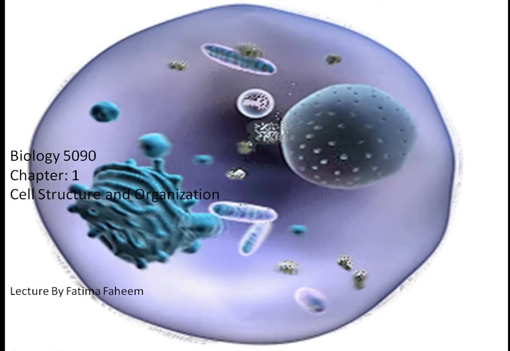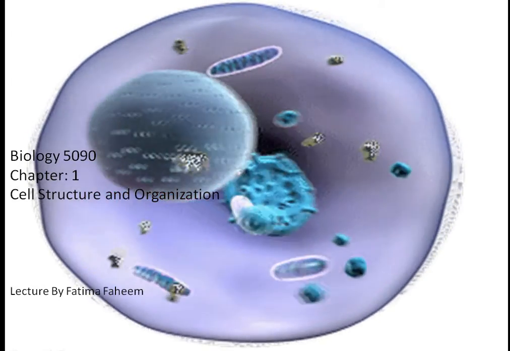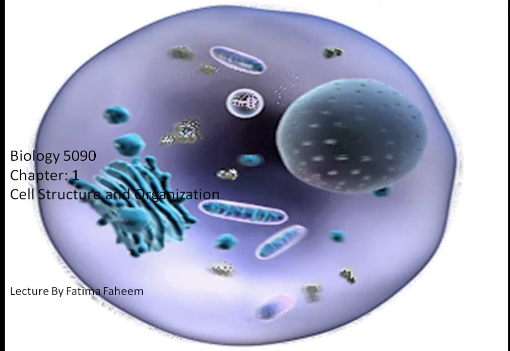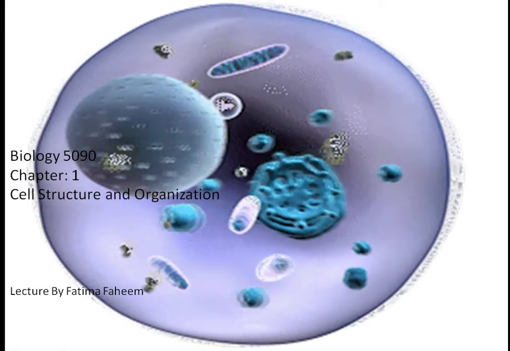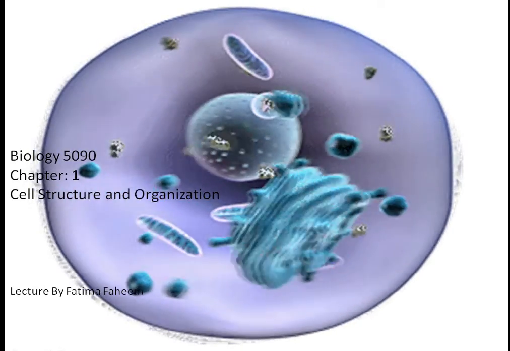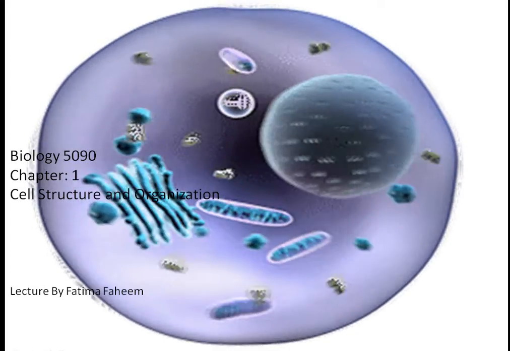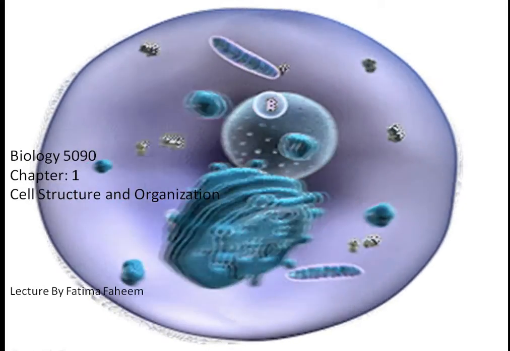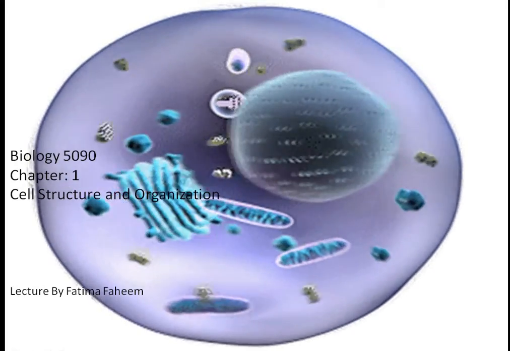Okay, students, let's start from where we left. We were doing chapter number 1, structure and cell structure and organization. In our previous lesson, we went through different types of the cells, differentiated and undifferentiated cell. We also went through the generalized structures of animal and plant cell.